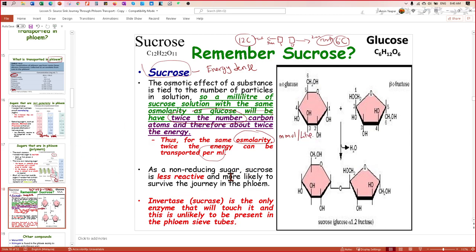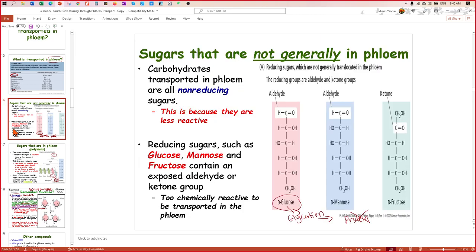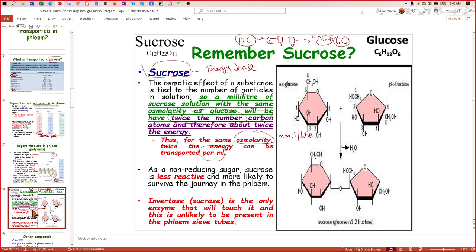Yeah, because sucrose also is a less reactive sugar, it's more likely to survive the journey in the phloem. Survive from where? Is it going to burn? No. Survive from reacting with anything. Remember, if the sugar reacts with something, it's going to become something else. Like here, if the glucose reacts with the protein, you get the glycation product. Right? So we don't want it. We don't want other products. We want it as the way it is.